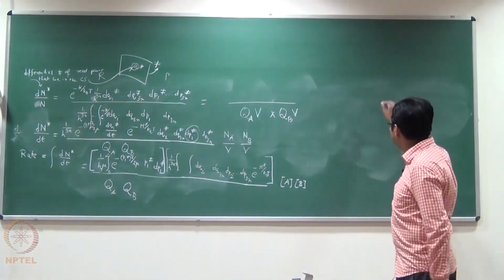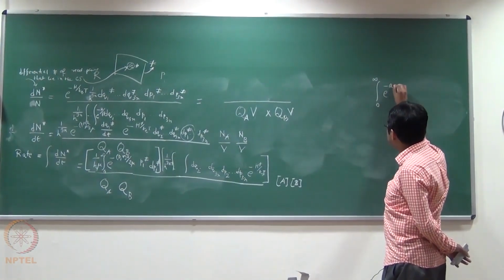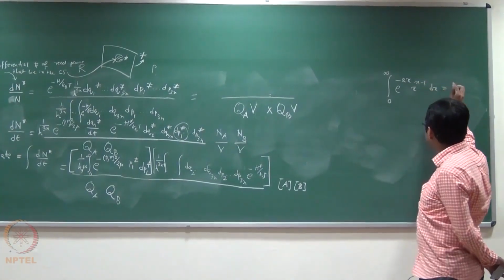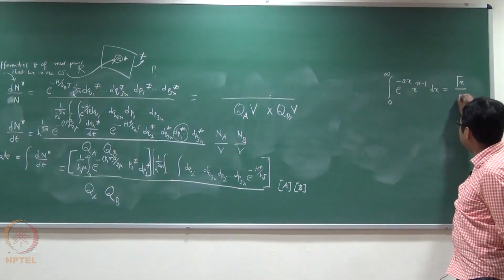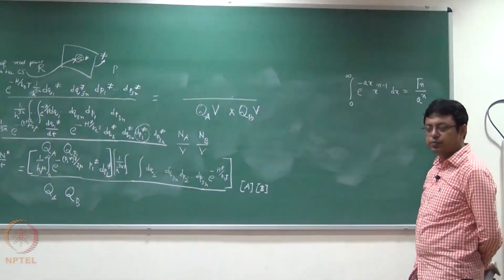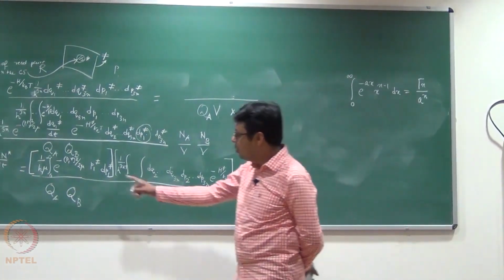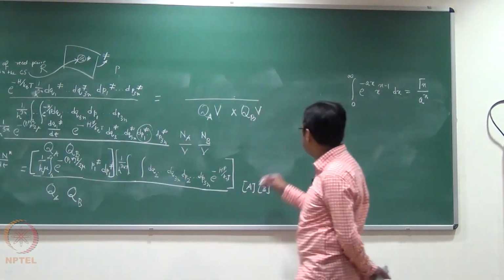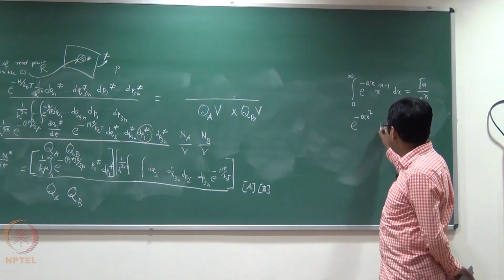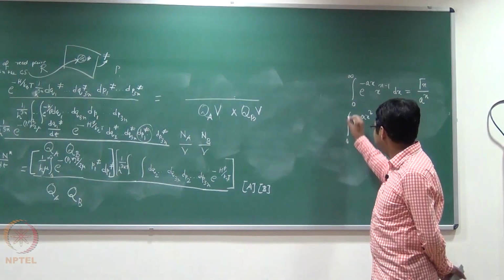And the gamma function integral, if you remember, is something like the integral of e to the power minus ax, x to the power n minus 1 dx. That will be basically gamma n by a to the power n. Now how will you connect it? Just look at it. Here I have something like e to the power minus ax square dx, the integration from 0 to infinity.